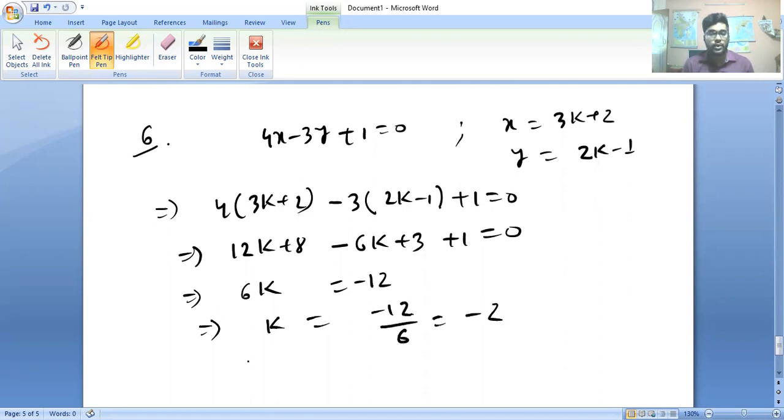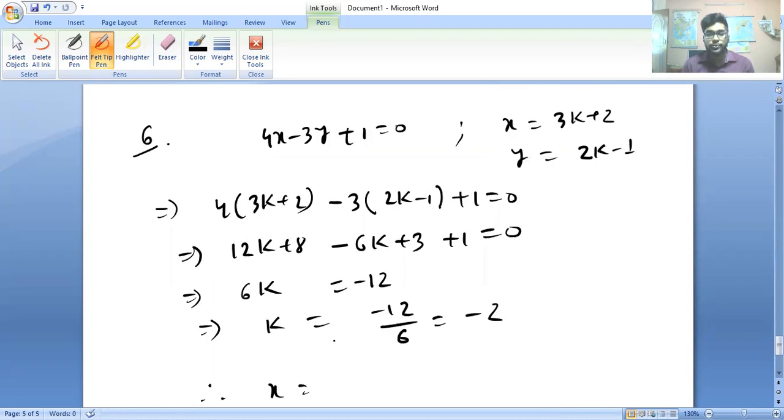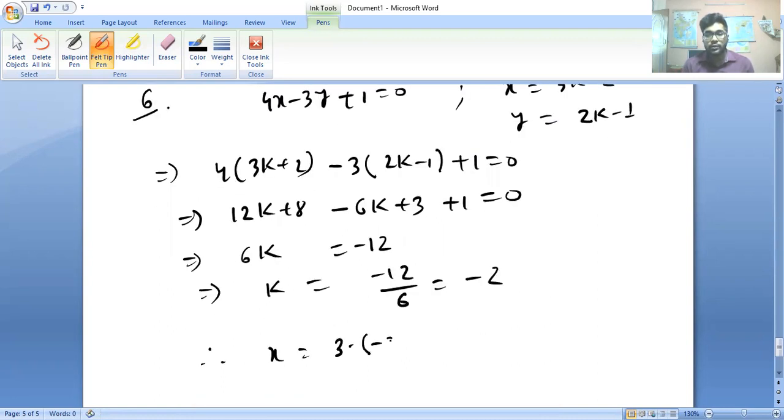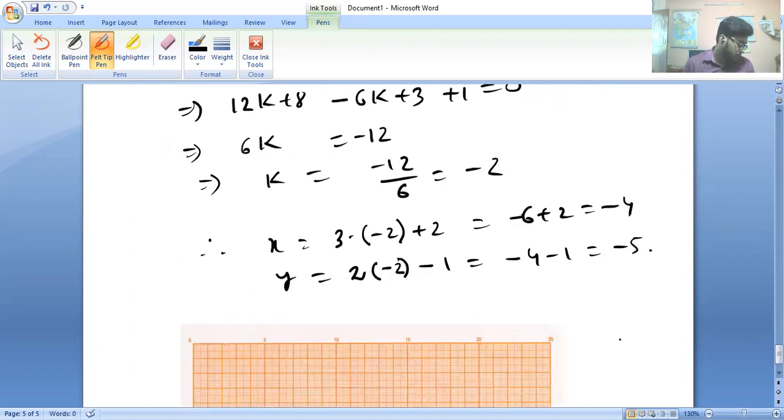So minus 2. Therefore, x becomes what? The value is 3k plus 2. So 3 into k means minus 2 plus 2. That means minus 6 plus 2 means minus 4. And y ka value is what? 2k minus 1. So 2 into k minus 1, right? That means minus 4 minus 1 means minus 5. What will be the solution? They just need the value of k. So this is the answer, the value of k.